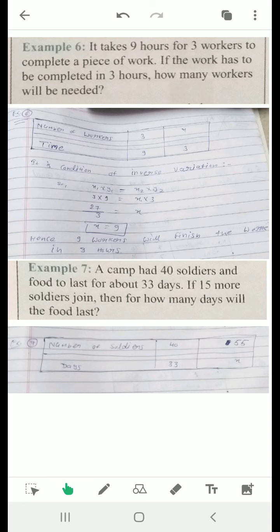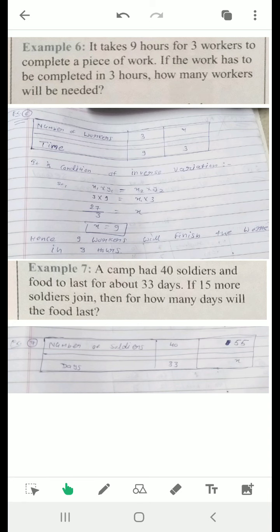So first of all, try to recognize whether this is a direct proportion or an indirect proportion. Here the number of hours is reduced. We need to complete the work in 3 hours only. So we will need more workers. That means the workers will be increased. So this is the case of inverse variation. Rest of all things are the same as direct variation.